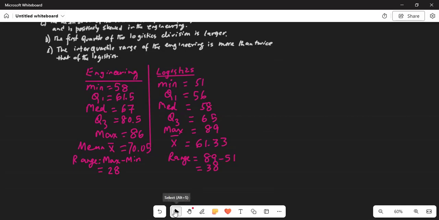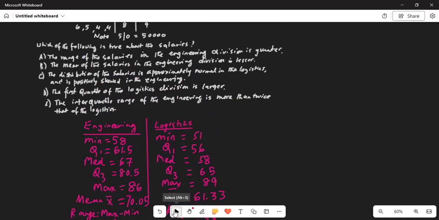So let me look up the answers, options. Range of salaries in engineering division is greater. Not true. Option A is not true. The mean of the salaries in the engineering division is lesser. That is also not true.